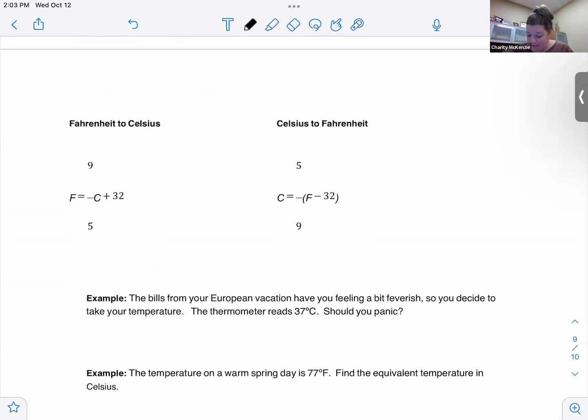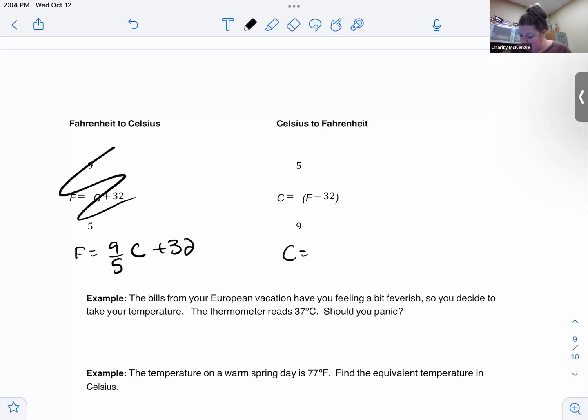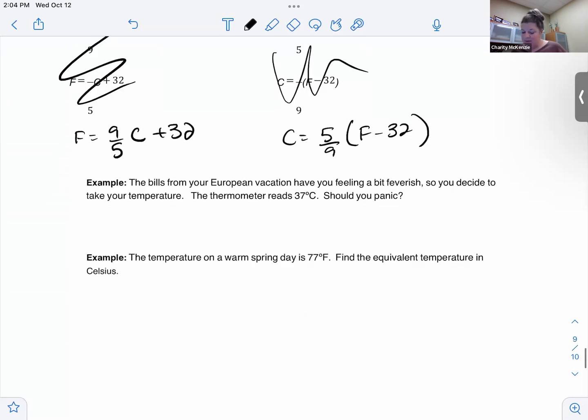Fahrenheit is 9/5 times Celsius plus 32. And Celsius is equal to 5/9 times Fahrenheit minus 32, and you have to have the parentheses. So these are the two formulas. F is for Fahrenheit, C is for Celsius.